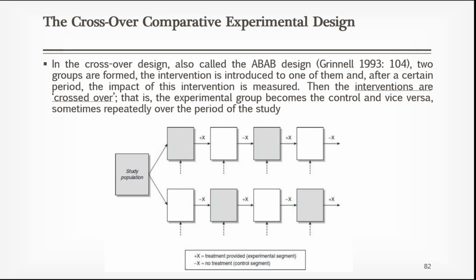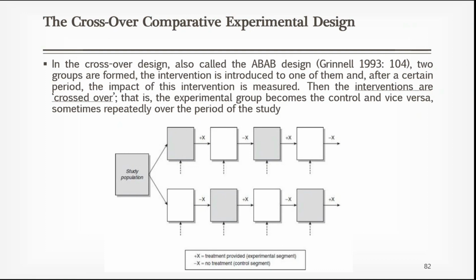This design was given by Grinnell in 1993, and popularly it is labeled as ABAB design or crossover comparative experimental design. In the crossover design, also called ABAB design, two groups are formed. The intervention is introduced to one of them, and after a certain period, the impact of the intervention is measured. Then the interventions are crossed over, meaning the experimental group becomes the control group and the control group becomes the experimental group. Ideally, there is no control group in this particular design.